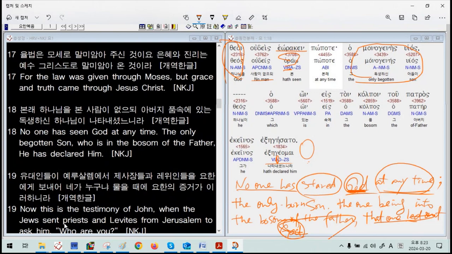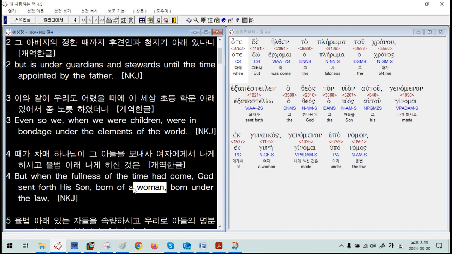Born of a woman, born of the Mary. What is the meaning of Mary in the Hebrew? Rebellion. Born under the law, born under the Moses law. So law and the prophets are until John, until the fifth day. You have to get out of "born."